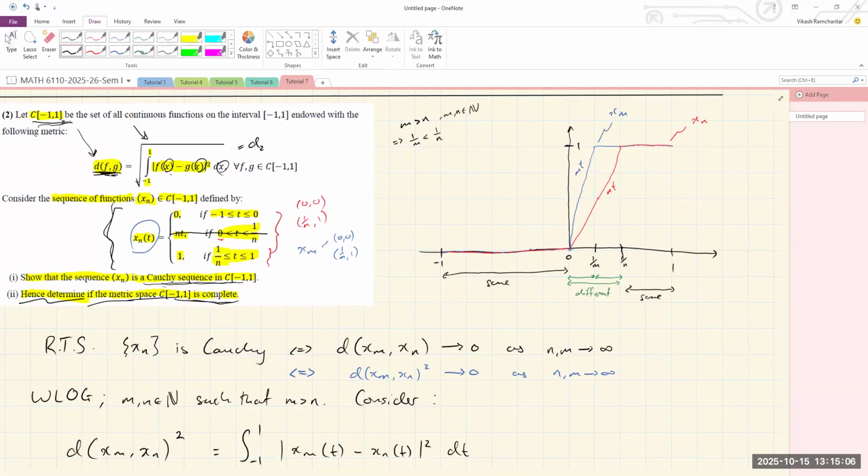So draw the limit function then. The limit function is this guy. It's 0 from -1 to 0, it's 0 at 0, and then it jumps. So this is the limit function.